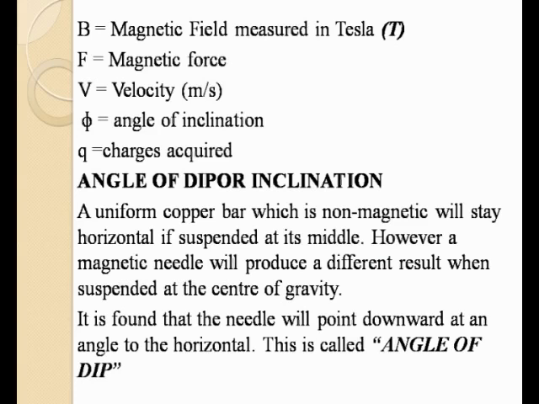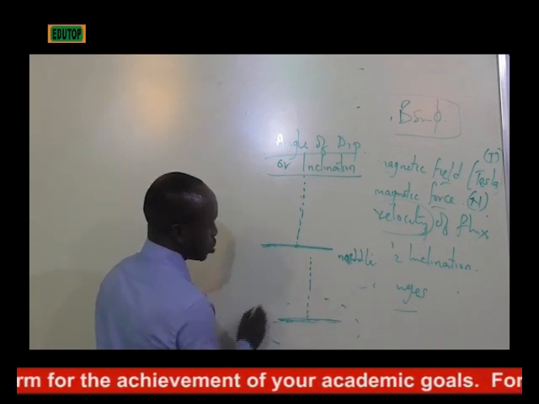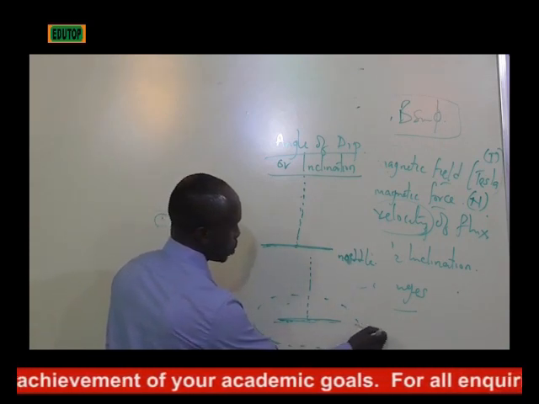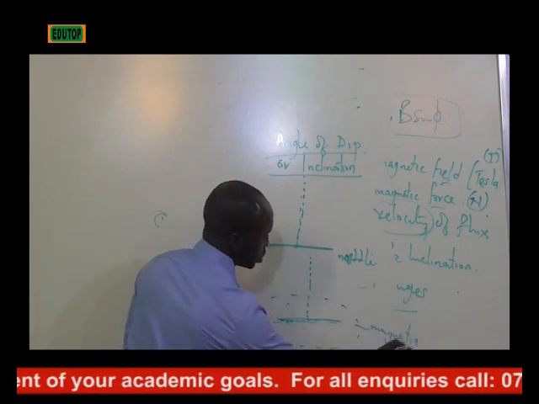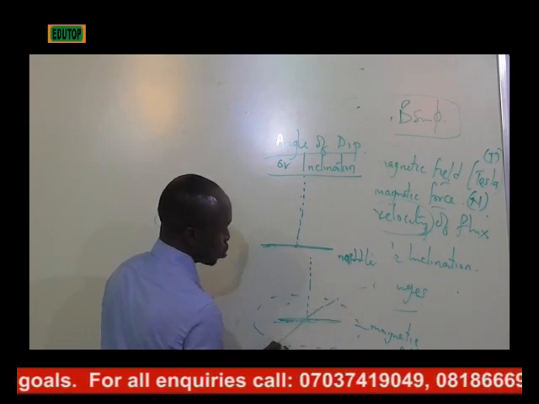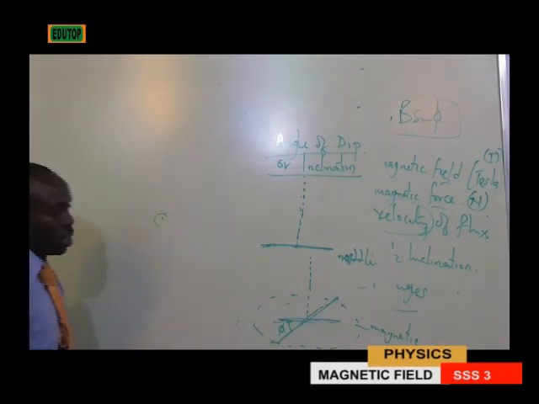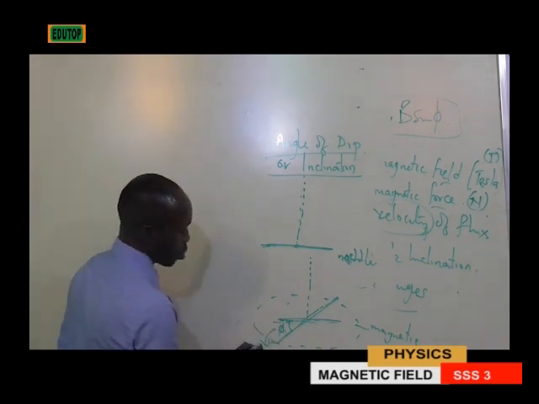It is found that the needle will point downward at an angle to the horizontal. This is called the angle of dip. Meaning that if another needle is suspended in the region of a magnetic field, are you getting it now? Instead of it going horizontal, it goes the other way around, thereby forming an angle here. This angle that is being formed is what we call the angle of dip.